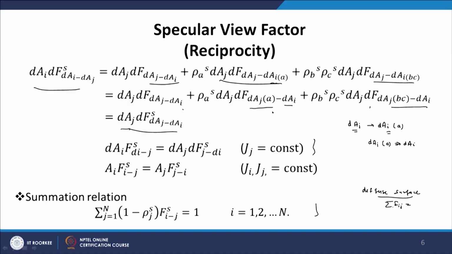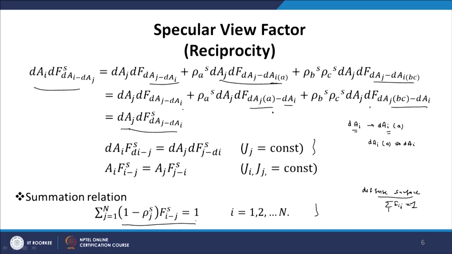Now, the summation relation for diffuse surfaces was summation Fij equal to 1; that was the summation rule for the diffuse view factor. For the specular view factor, it can be proved that the relation, 1 minus the specular reflectance rho j s, times Fij s summed over surfaces 1 to n, is going to be equal to 1.